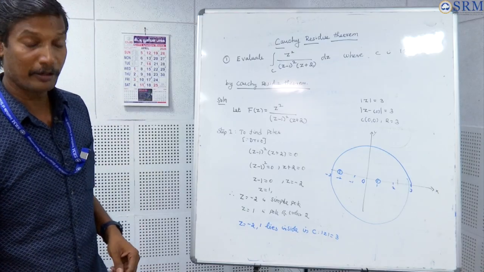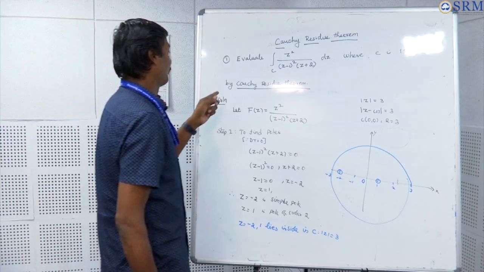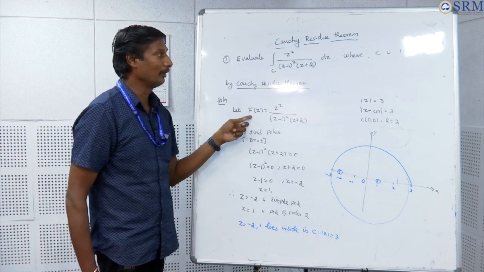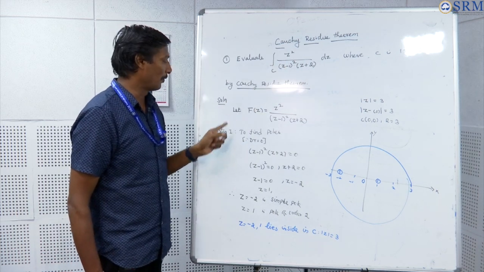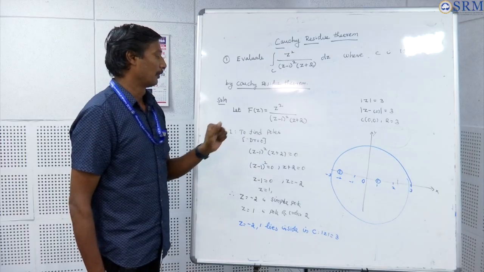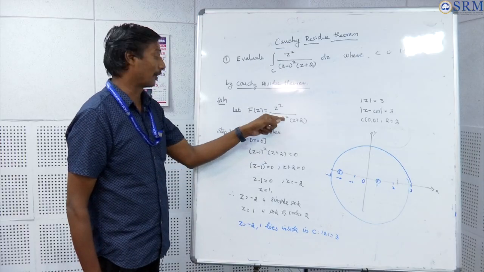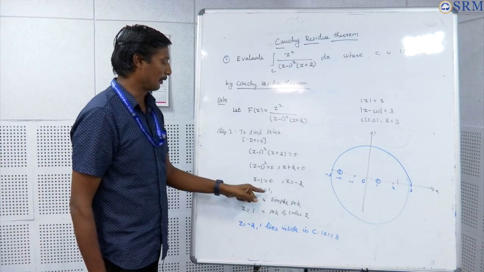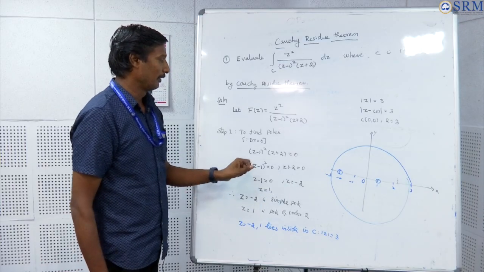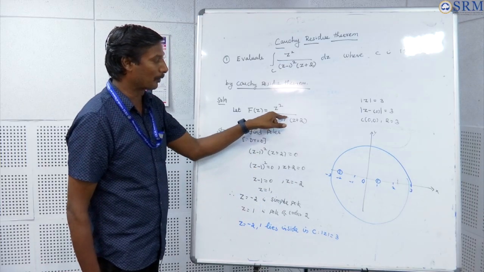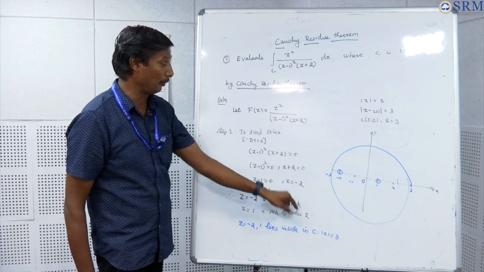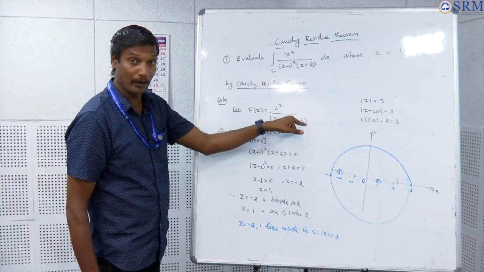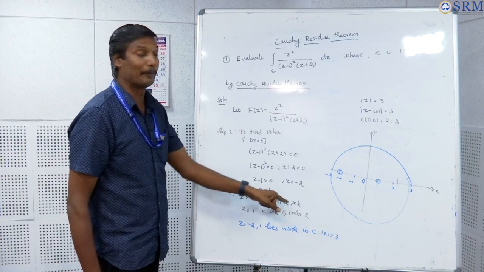Dear students, this is very important. First you choose the inside term and consider f of z. Step 1 is to find poles. What do poles mean? Denominator term equal to 0. That gives z equal to 1 and z equal to minus 2. Here (z minus 1) power 2 is called a pole of order 2, and (z plus 2) power 1 is a pole of order 1, another name for a simple pole.